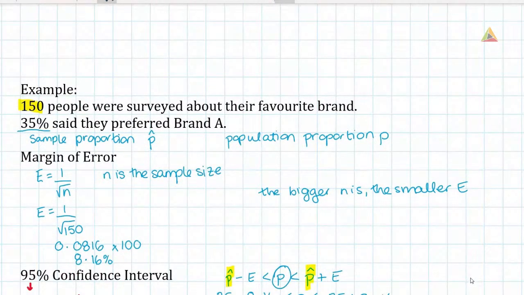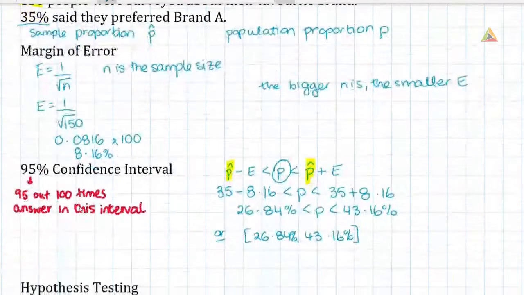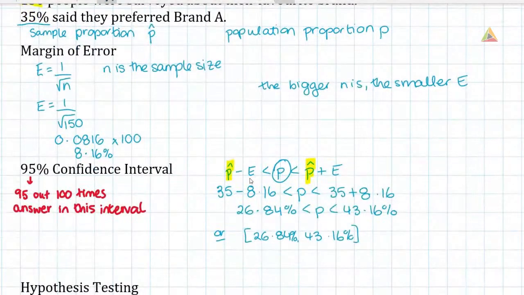Our P is our population proportion. Our P hat is our sample proportion. Our error is E, and it has the formula 1 over the square root of n. And then we'll have our 95% confidence interval by subtracting and adding that error to our sample proportion to give us an estimate of the population proportion.